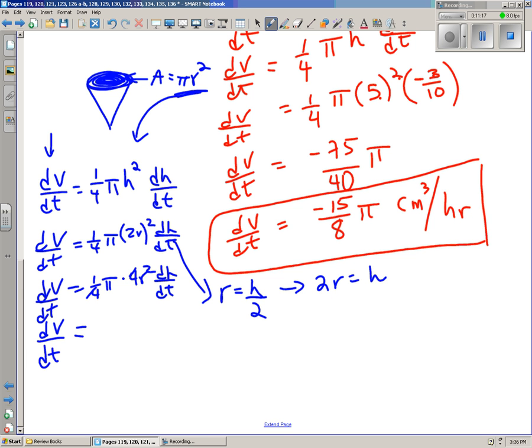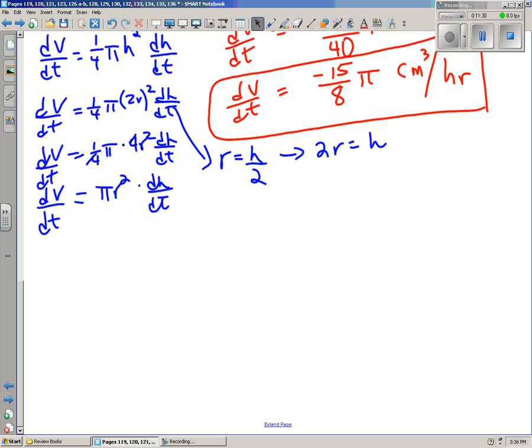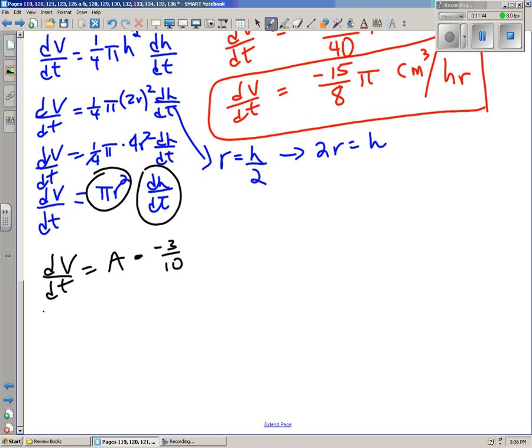This says the rate of change of the volume is equal to pi r squared times the rate of change of the height. In layman's terms, the way the volume changes is related to how much area you have times how much the height is changing. So dV over dt is equal to the area times dH over dt, which was -3 over 10. That was constant.